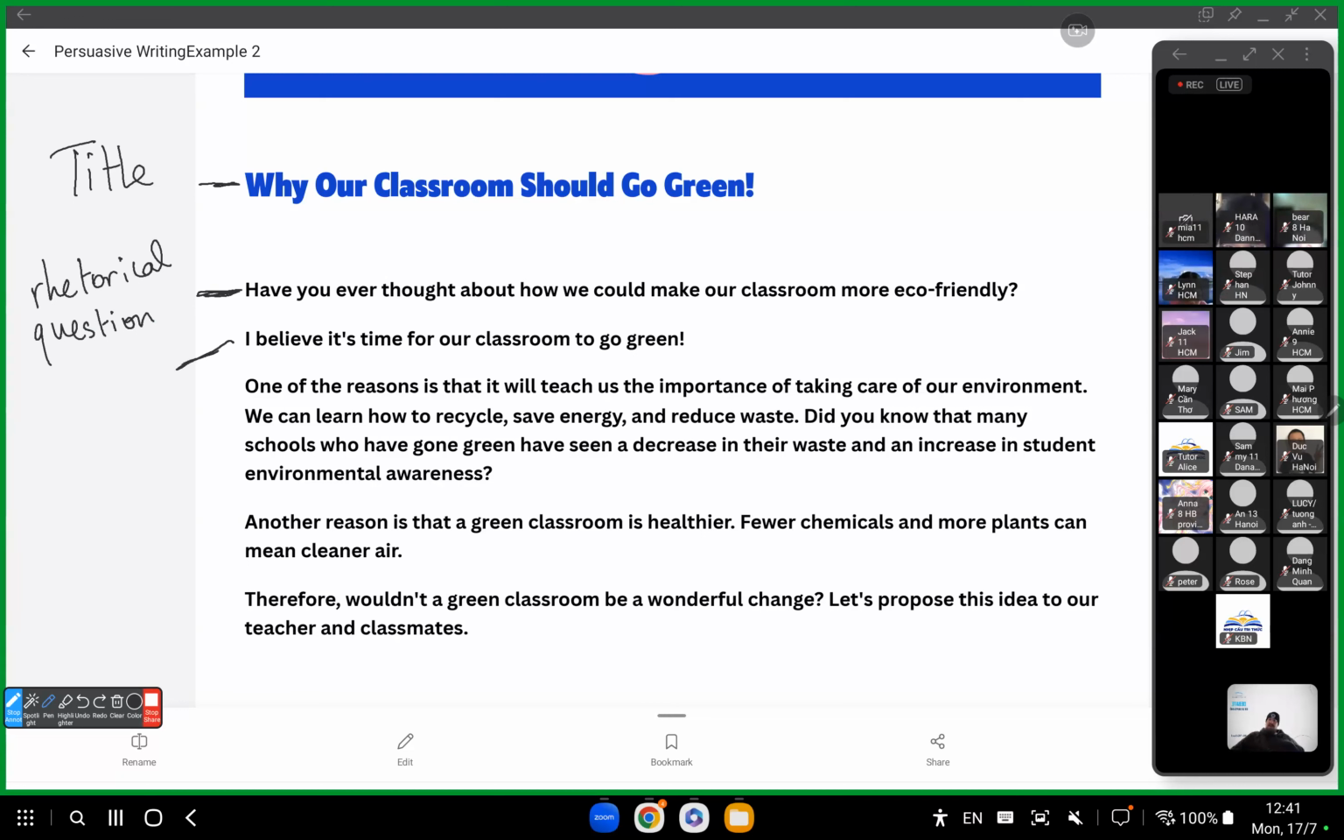And what about this bit here? Mary. It's a statement. Very good. It is our statement of position. So it's our statement of position. It lets the reader know what we're talking about. I believe it's time for our classroom to go green.